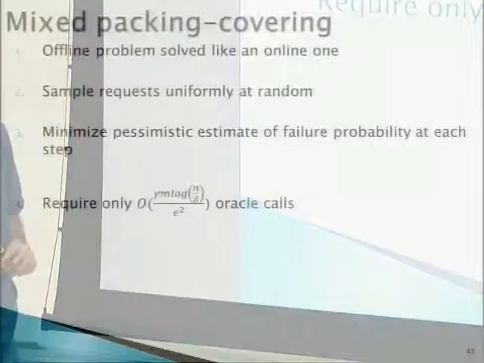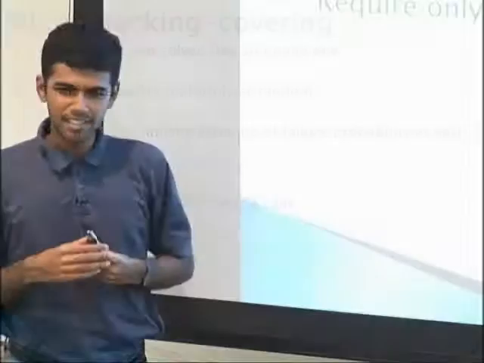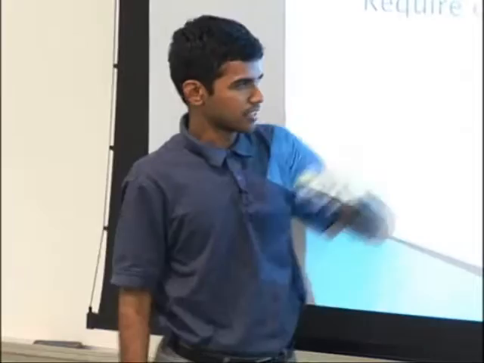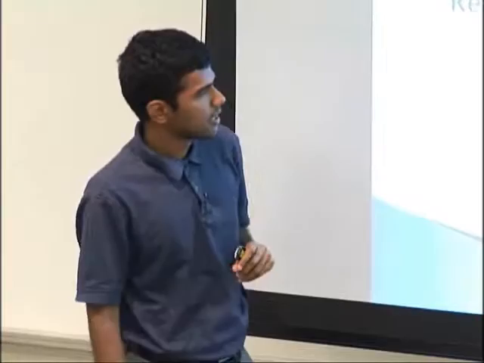I'll briefly mention what we do for the offline problem, the mixed packing covering problem. We basically solve this offline problem as if it were an online instance. We are going to sample these requests, that is, sample the right-hand side of the LP, and dealing with the samples is as if they were coming online. Now it becomes just like the online problem, and you can minimize the pessimistic estimate of the failure probability at each step. You only require gamma m by epsilon square oracle calls. In particular, it's an improvement over the previous quadratic dependence on oracle calls, because we assumed there was a unit simplex polytope requirement. I'll mention only that much for mixed packing covering.